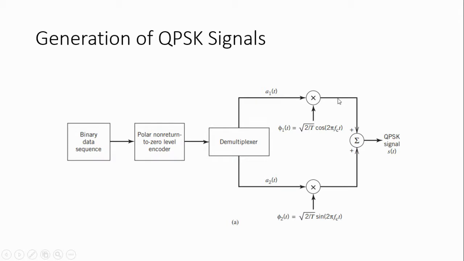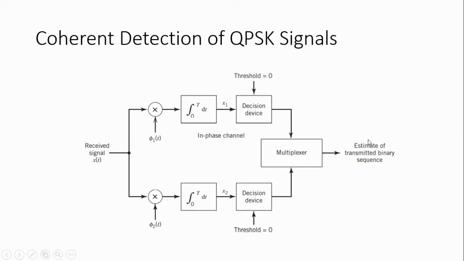The odd signal and even signal are multiplied with the orthonormal basis functions. The orthonormal basis function phi 1 of t is equal to square root of 2 by T cos 2 pi fct, and the even signal is multiplied with phi 2 of t. Phi 2 of t is equal to square root of 2 by T sin 2 pi fct, and these two signals are added and the resulting QPSK signal is transmitted through the channel.